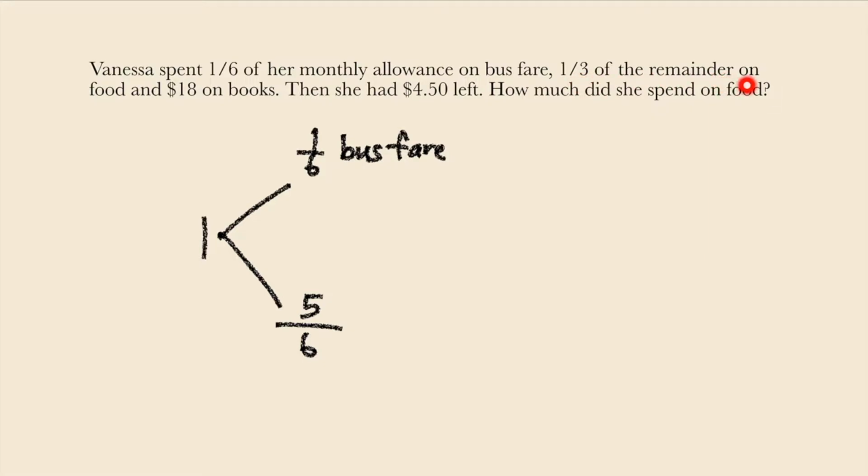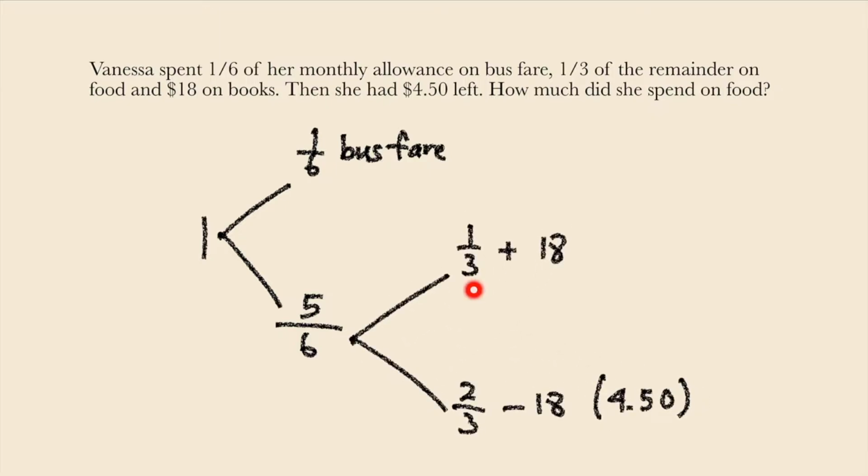1/3 of the remainder on food and $18 on books. Now, they didn't say $18 of the remainder. So from this remainder, we will have 1/3 on food, and this is the actual $18 on books. So this is what I mean by with real numbers. Now, the other branch has to form one whole, which means if this is 1/3, this has to be 2/3. If this is plus 18, this has to be negative 18.